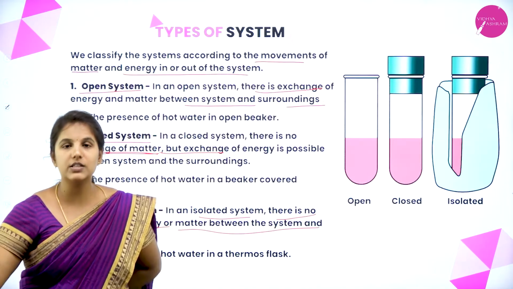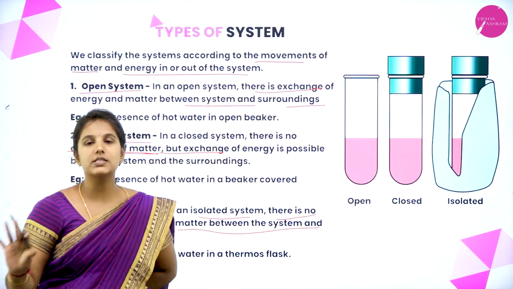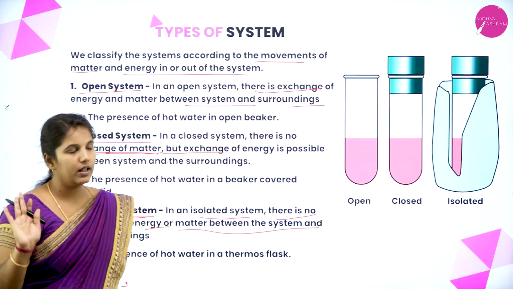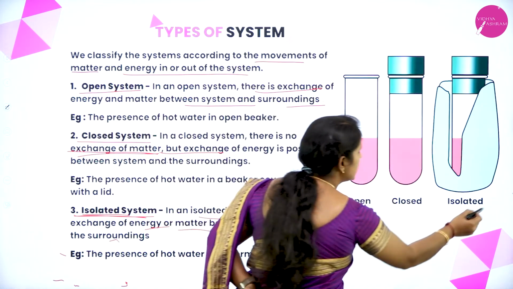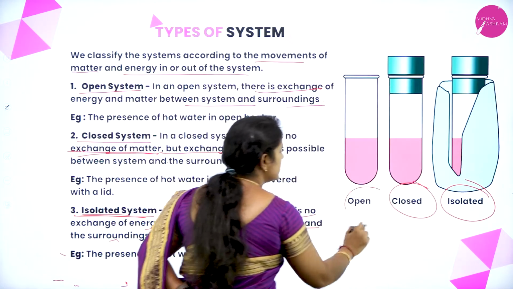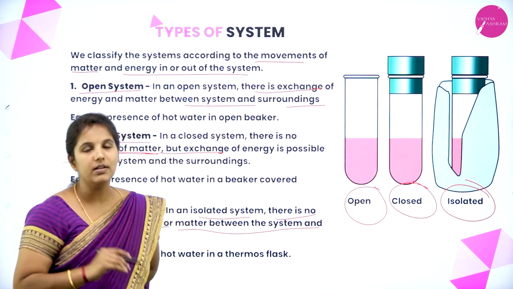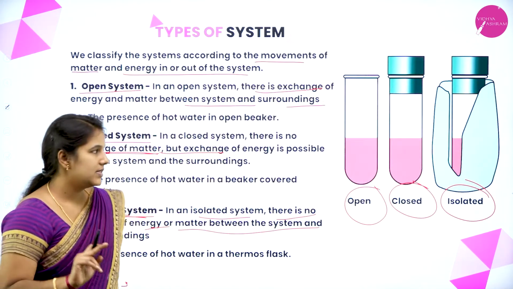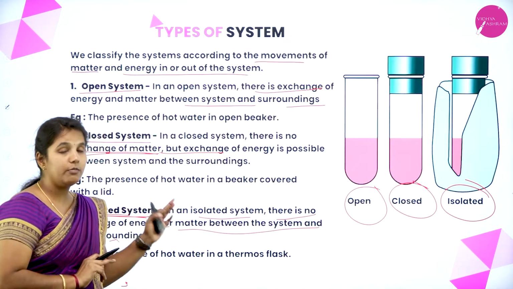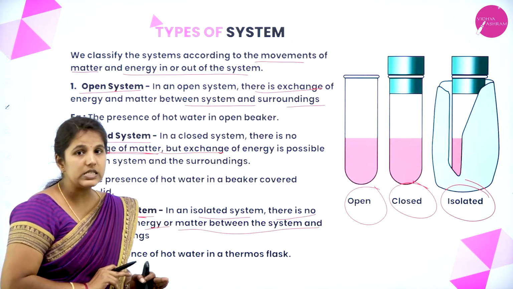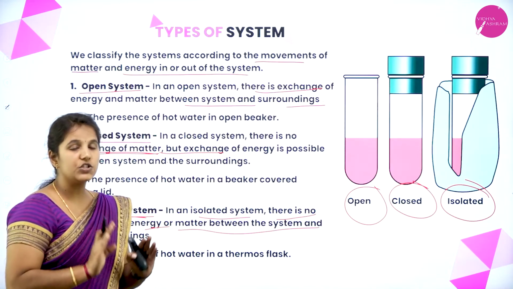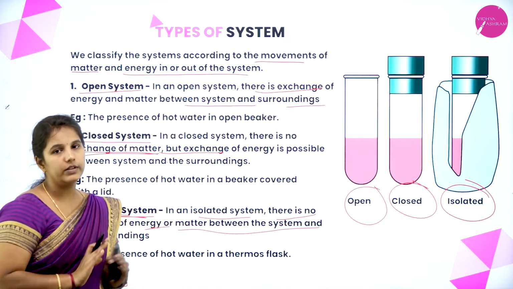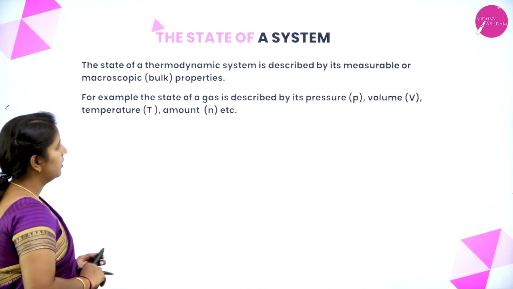There will be no exchange of energy and no exchange of matter happening. Hence, it is said to be an isolated system. What do we call such a system? Isolated. So, I hope you all understood the three important systems, which are considered based on the nature of the movement of matter and also of energy.